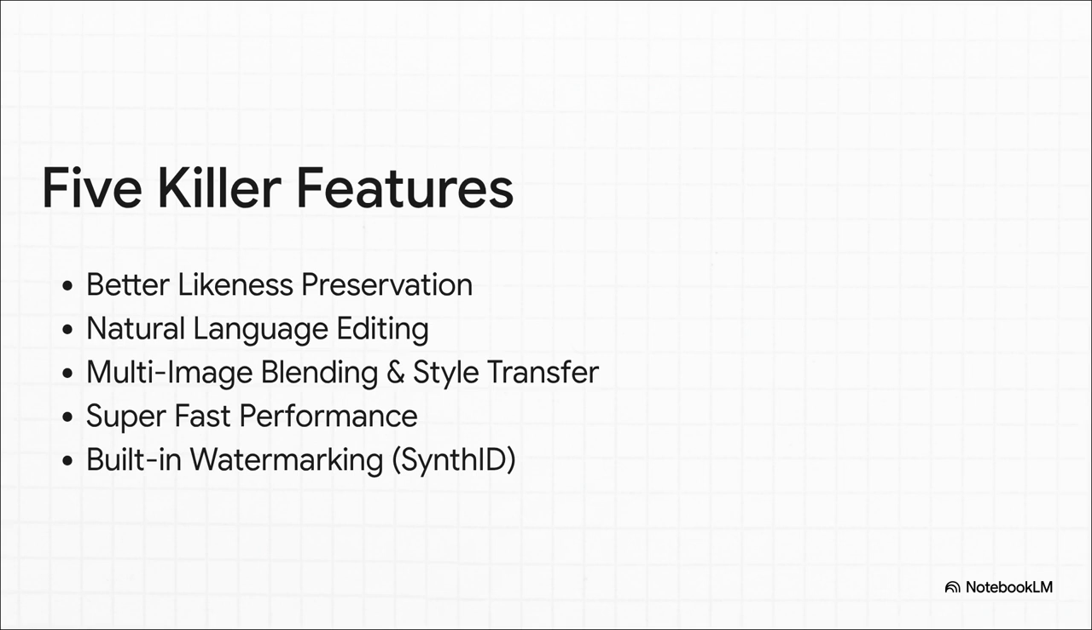It means if you edit a photo of yourself over and over, it still actually looks like you. So many other AI tools completely fail at this. Then, of course, you've got the natural language editing at its heart. But beyond that, it can blend multiple pictures, transfer artistic styles from one image to another. It's super fast. And this is important. It has a built-in, invisible watermark called SynthID to let people know an image was generated with AI.